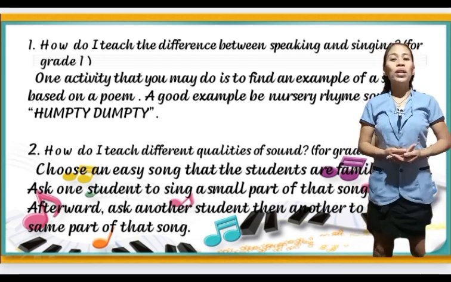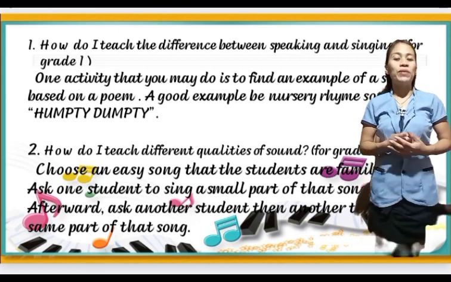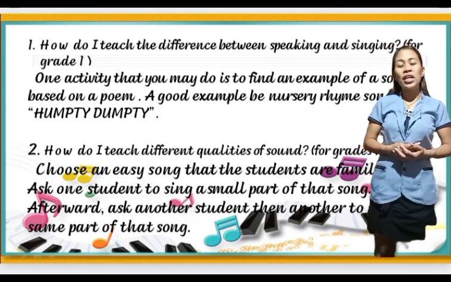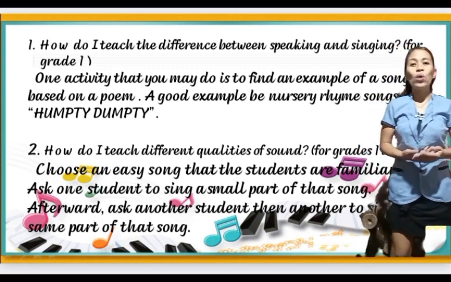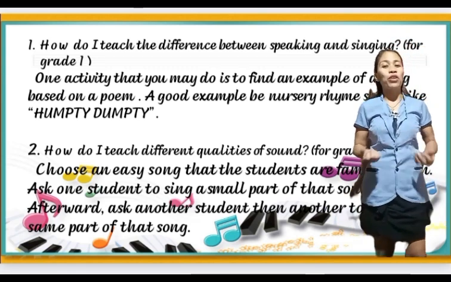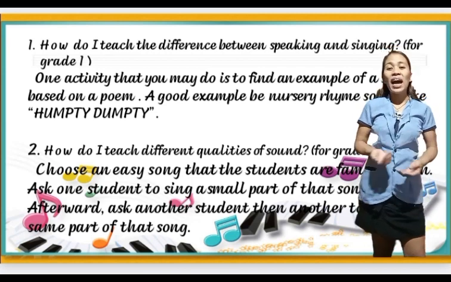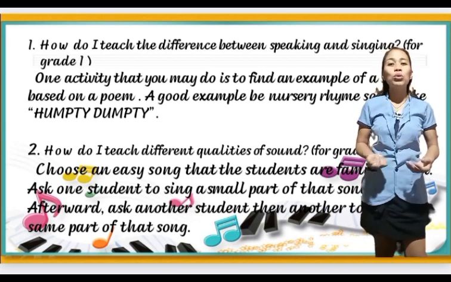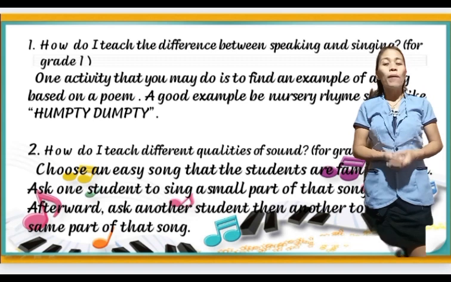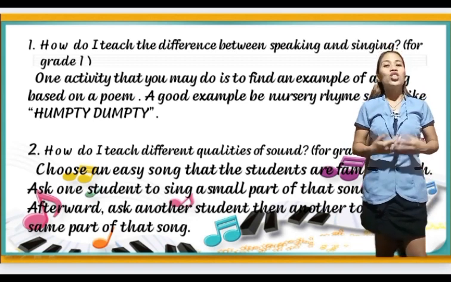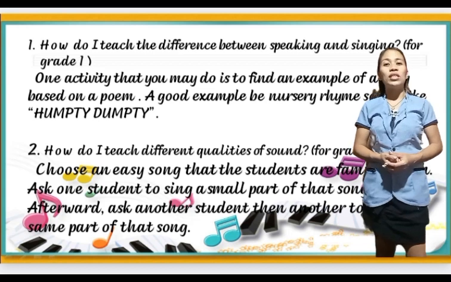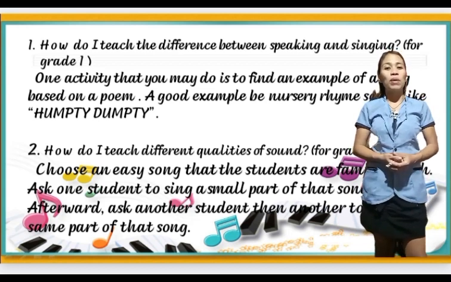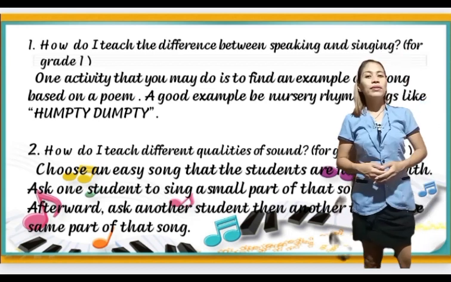Number 2 is, how do I teach different qualities of sound for grades 1 to 3? Choose an easy song that the students are familiar with. Ask one student to sing a small part of the song. Afterward, ask another student, then another, to sing the same part of that song. While each student sings, instruct the entire class to listen and to compare the qualities of the voices of each of their classmates who sang the song.